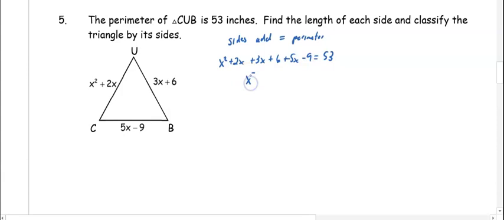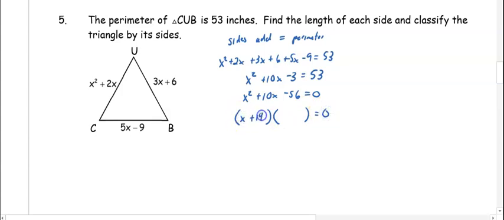When we combine like terms, we get x squared plus 10x minus 3 equals 53. We can move the 53 over, so x squared plus 10x minus 56 equals 0. So we want two numbers that multiply to negative 56 and add to 10. So we have x plus 14 and x minus 4. When we switch our signs, x is negative 14 and x is 4.